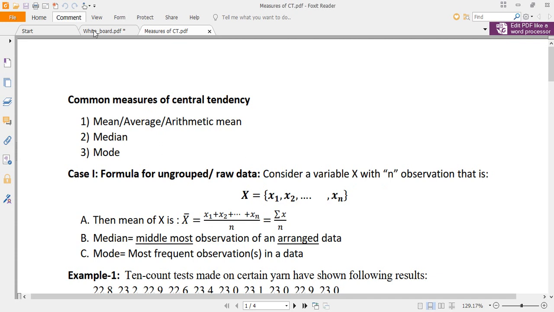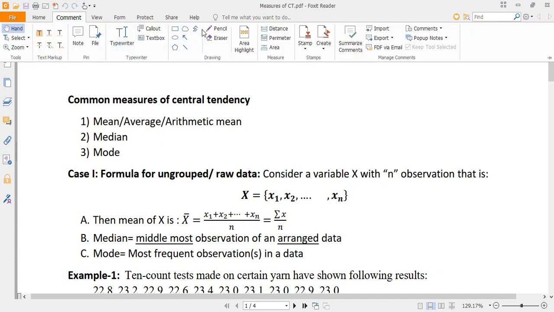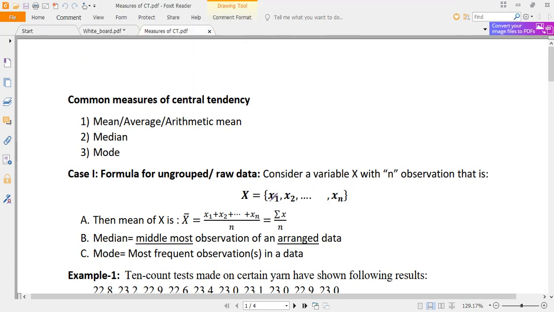So here is the first formula for the ungrouped data, that is raw data. If in a sample we have n observations of a random variable x, then the mean of x is x bar equals x1 plus x2 plus up to xn, divided by n. So this is the simple formula.